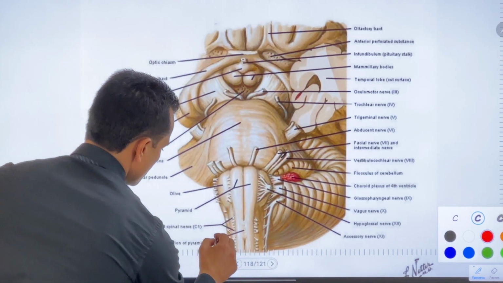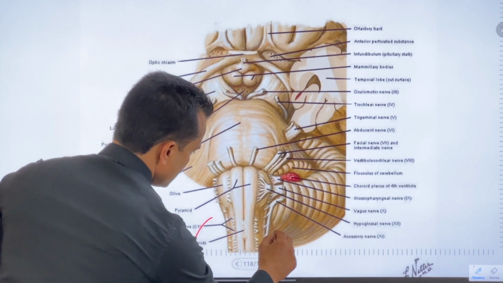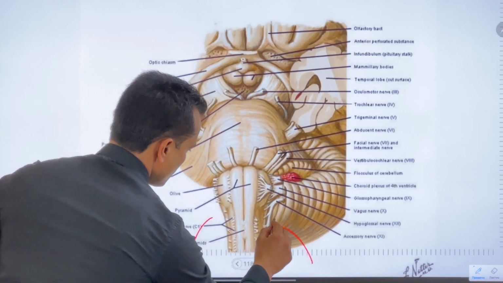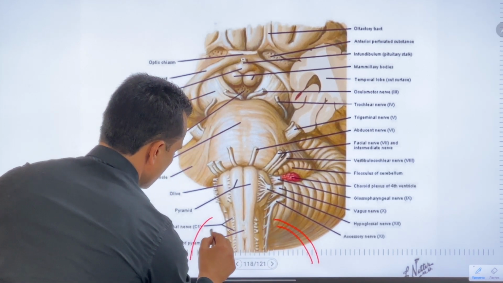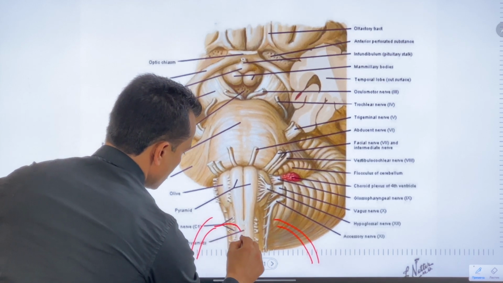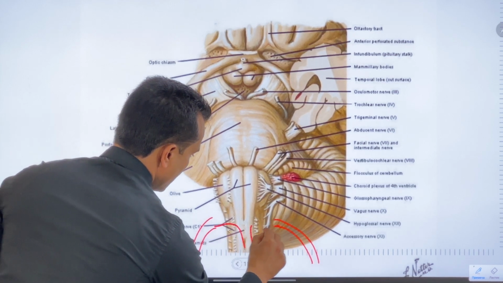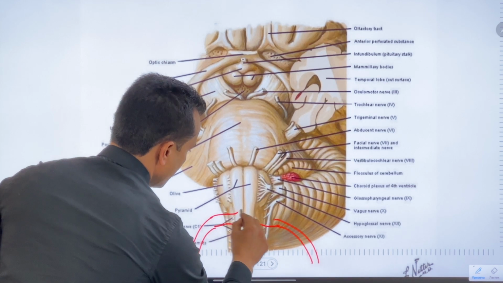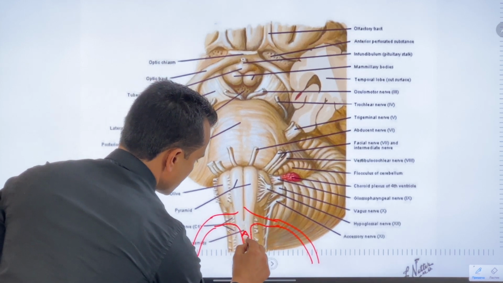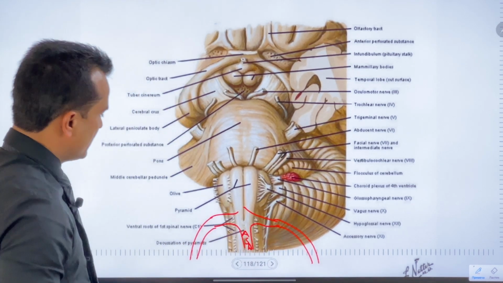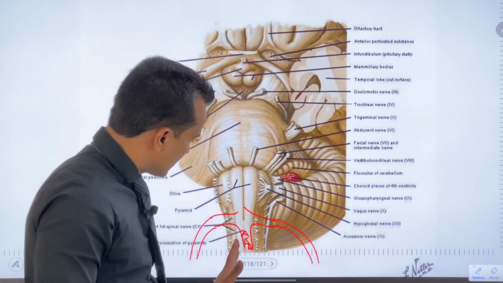So look, this is suppose your right vertebral artery here, and this is the left vertebral artery. Both these arteries give a branch which is called the anterior spinal artery. So this is the anterior spinal artery.